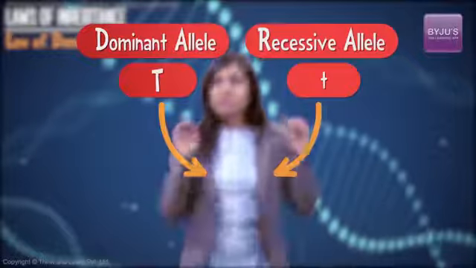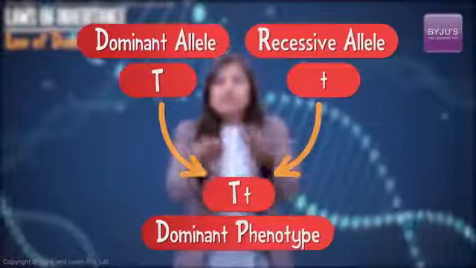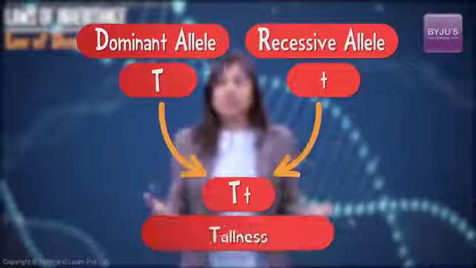So let me give you an example. If one parent has two copies of the allele T, which is the dominant allele, and the second parent has two copies of the allele t, the recessive allele, the offspring is going to possess a Tt genotype and exhibit the dominant phenotype, which is tall, right?